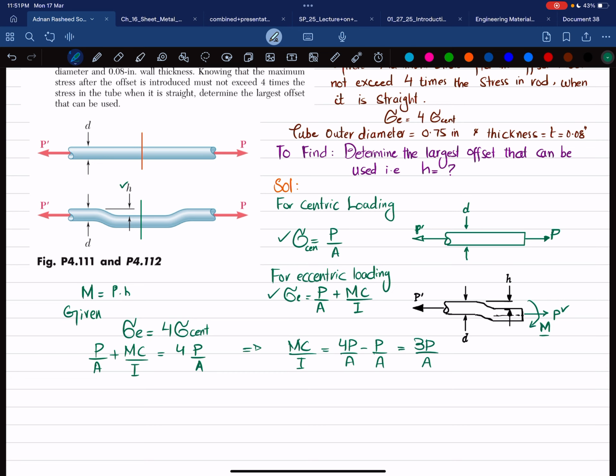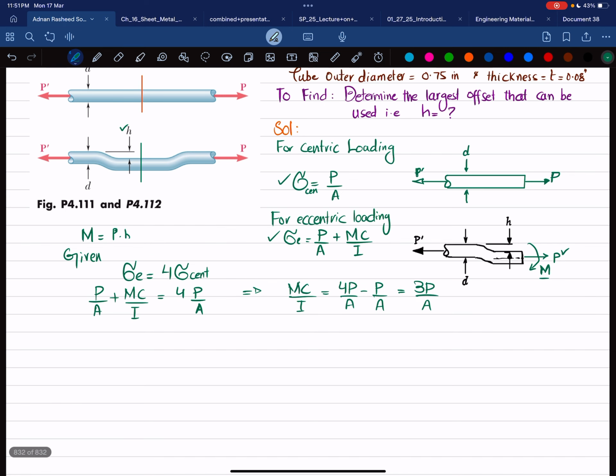Now, as we know that this moment is equal to P times H, so P multiplied by H multiplied by C divided by I is equal to 3P over A. P will cancel because it is on both sides, so we will get H into C divided by I is equal to 3 over A. We are interested to find out H, so H is equal to 3 times I divided by A into C.